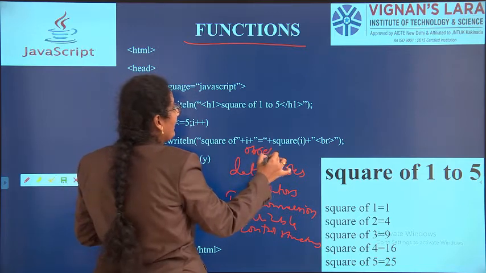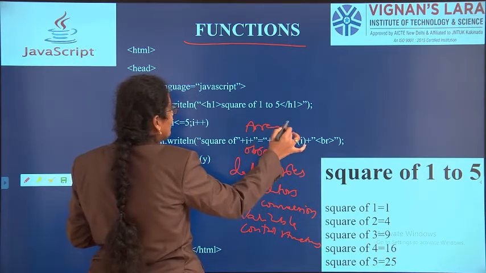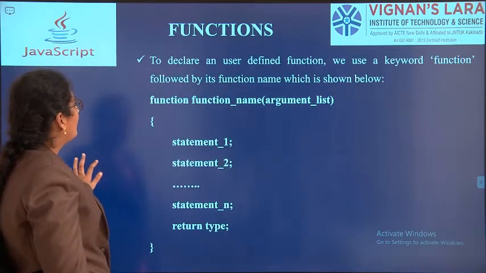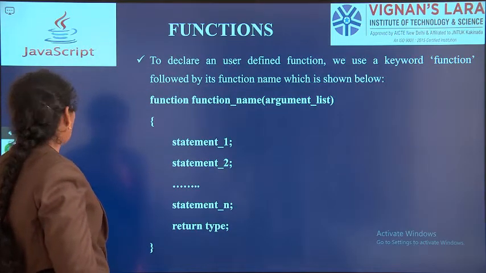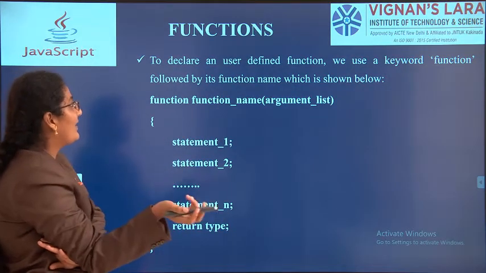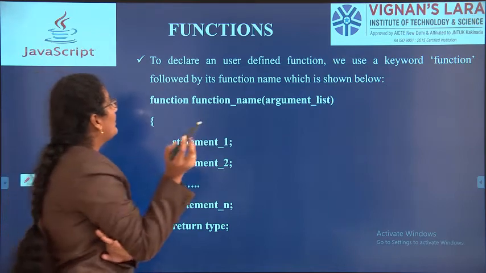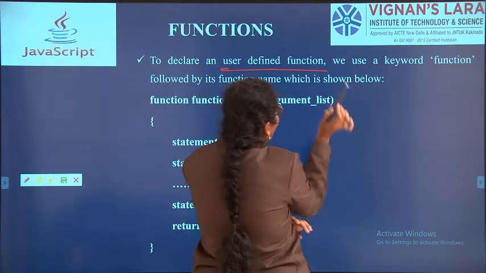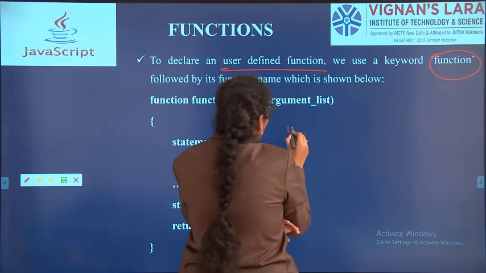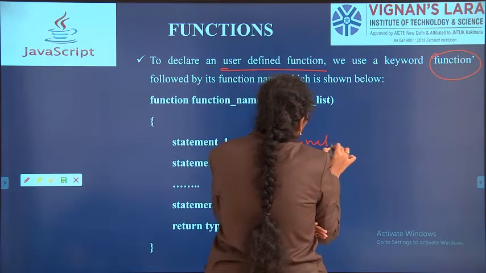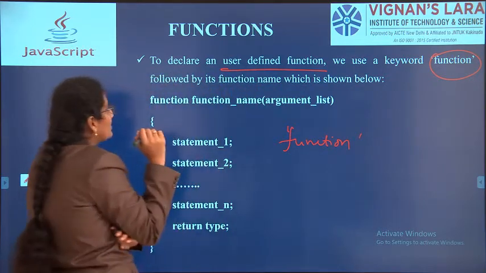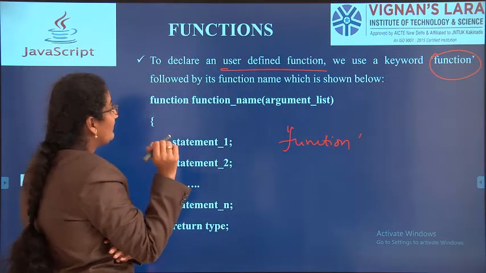Object creation we have discussed. Array also we have discussed. So now finally, if we know what a function is, then we can write a program using functions also. To declare a user defined function, we use a keyword called function. So function is the keyword. If you want to declare a user defined function, you should use the keyword function.